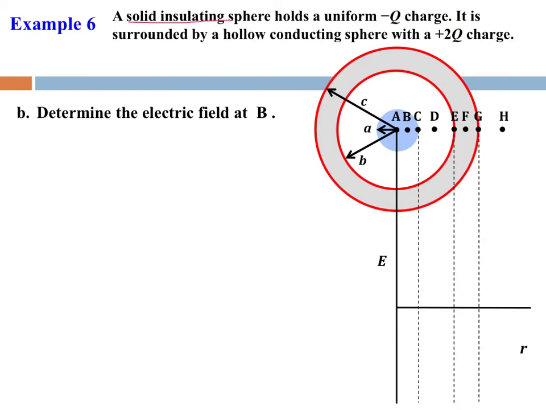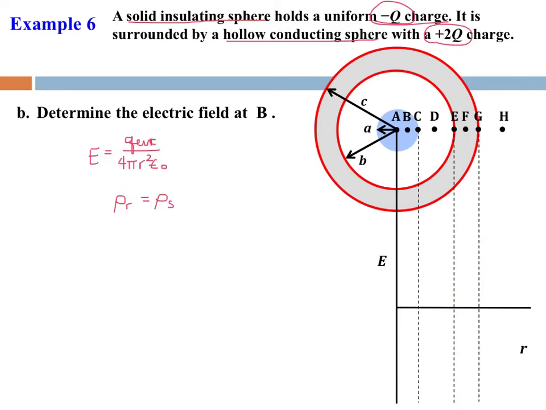Now, point B is not the same as we've had before. Here we have a solid insulating sphere with a negative Q charge. So now we do have an electric field at point B, and it is still the charge enclosed over 4 pi r squared epsilon naught. But now we need to figure out what our charge enclosed is. So we said that the density of our Gaussian surface is equal to the density of the actual sphere.